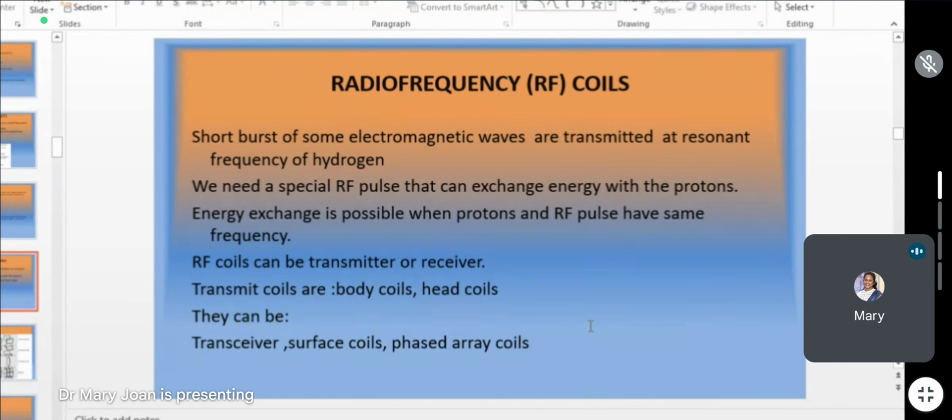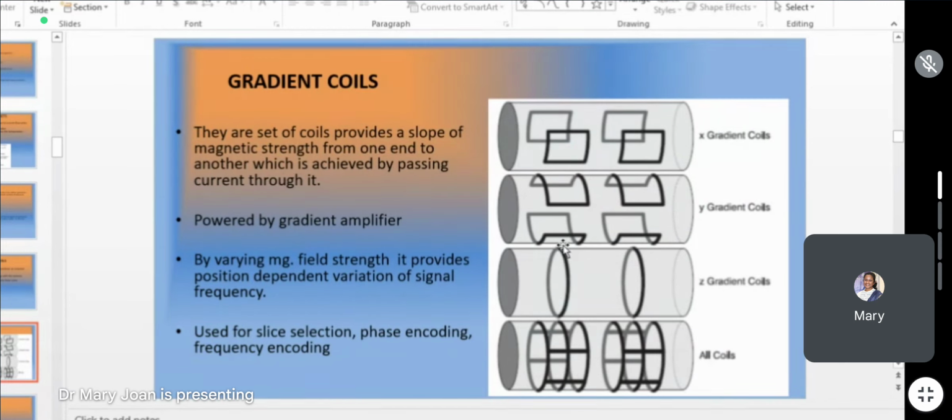Then the radio frequency coils. Short bursts of electromagnetic waves are transmitted at the resonant frequency of hydrogen. We need a special RF pulse that can exchange energy with the protons. Energy exchange is possible when protons and the RF pulse have the same frequency. RF coils can be transmitters or receivers. Transmit coils are body coils and head coils, and they can be transceivers, surface coils, or phased array coils. So we have seen these.